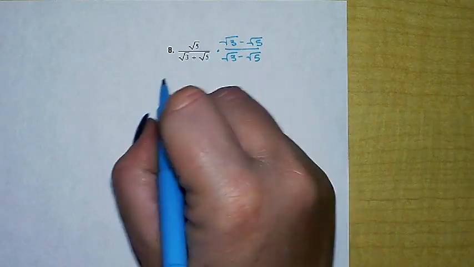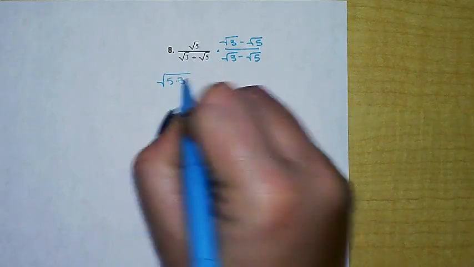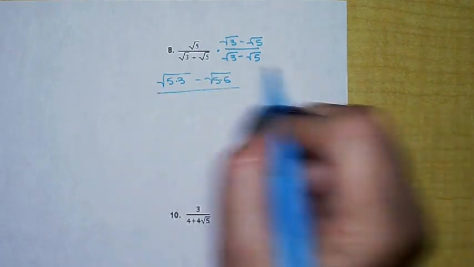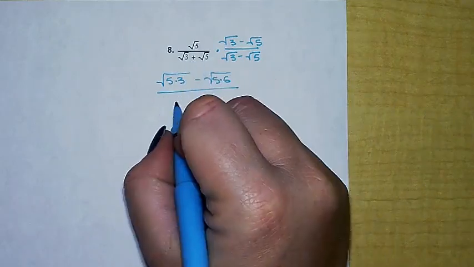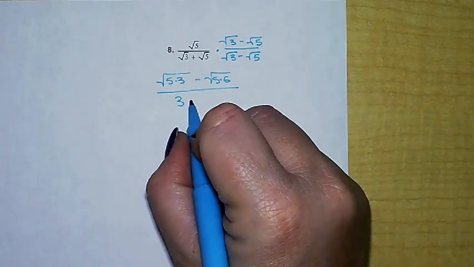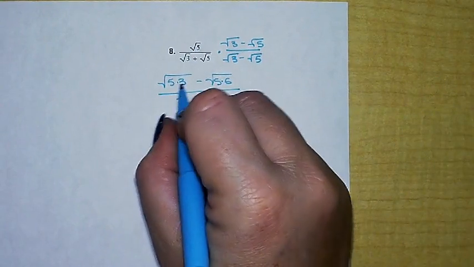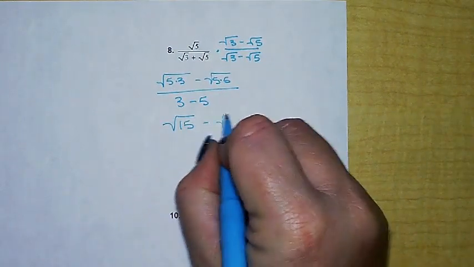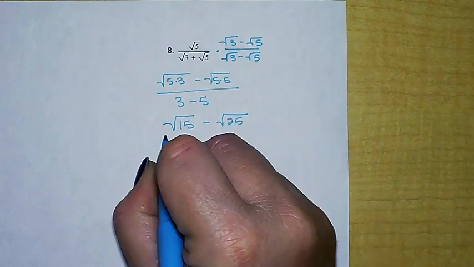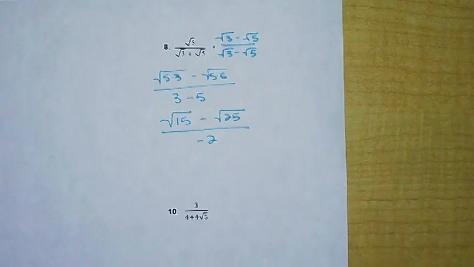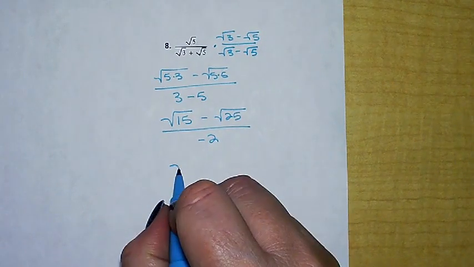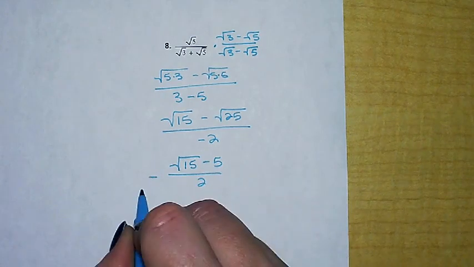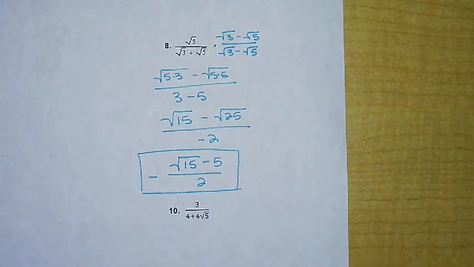This 5 is going to distribute. We have the square root of 5 times 3 minus the square root of 5 times 5. Then we have 3 squared, that gives me 3, minus 5 squared, that gives me 5. Simplify 15 and 25 over negative 2. That's going to simplify, minus 5. And I'm going to put my negative right out front. And there we go.